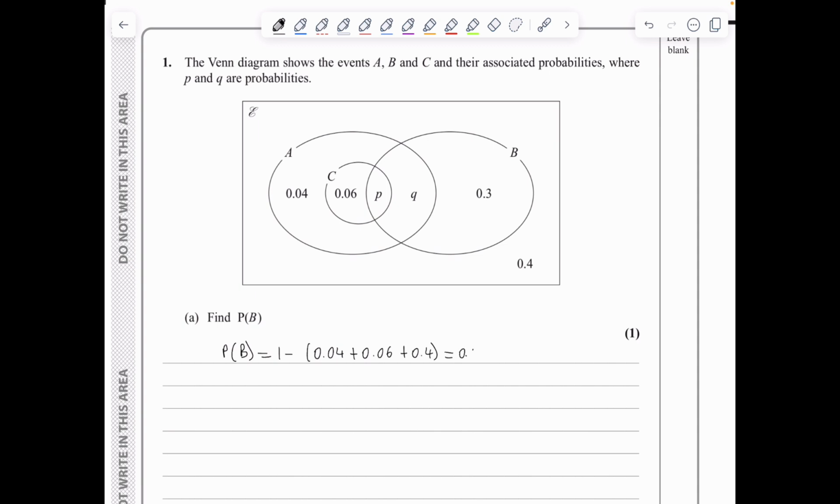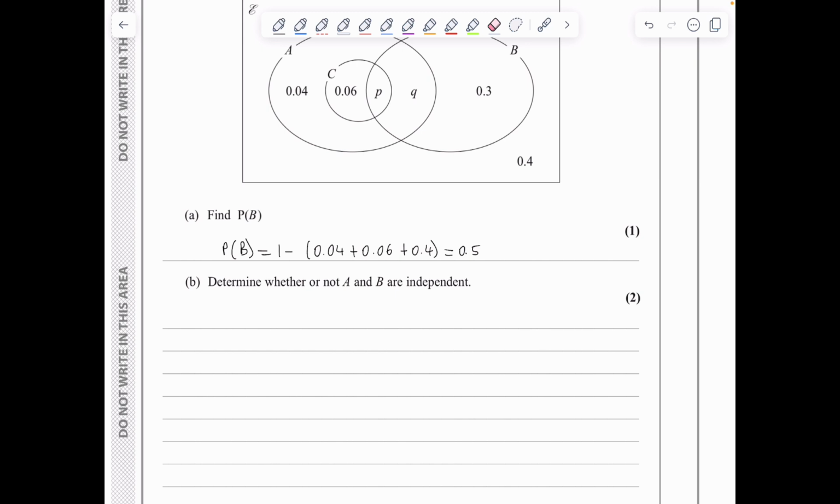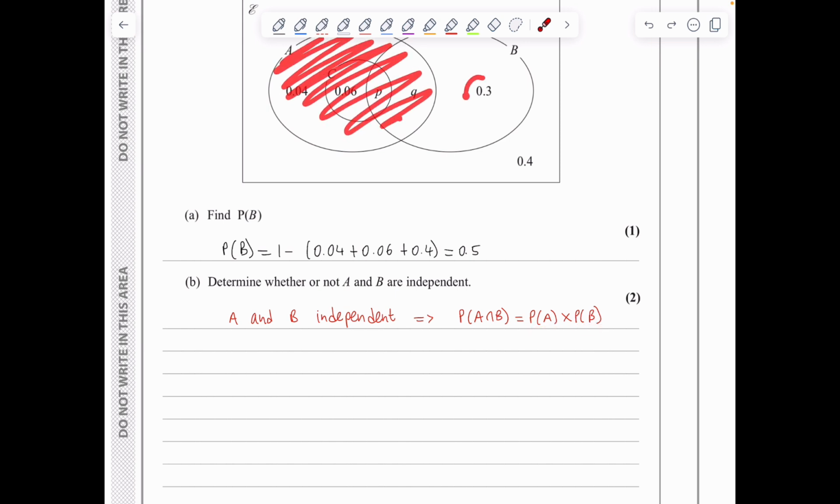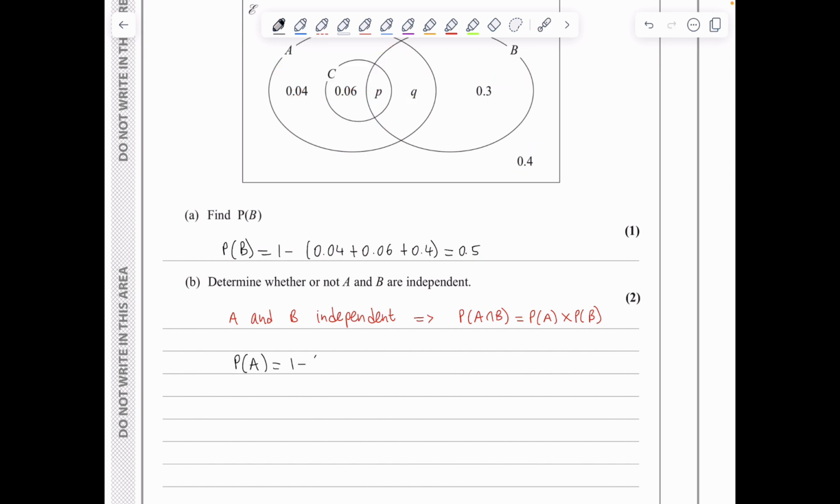of 0.5. In part B, we are asked to determine whether or not A and B are independent, and we know that two events are independent if the probability of their intersection is simply the product of their individual probabilities. Well, the probability of A is all of these, which is simply 1 minus the 0.3 and the 0.4. So we've got probability of A is 1 minus (0.3 plus 0.4), which gives an answer of 0.3.